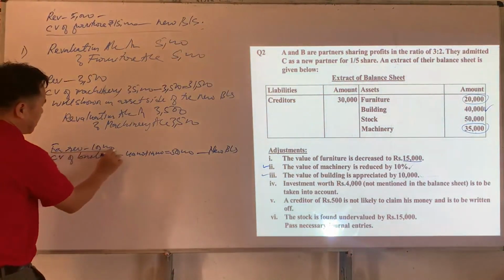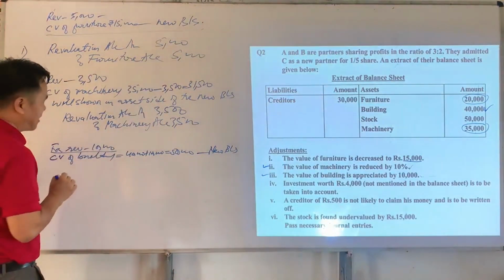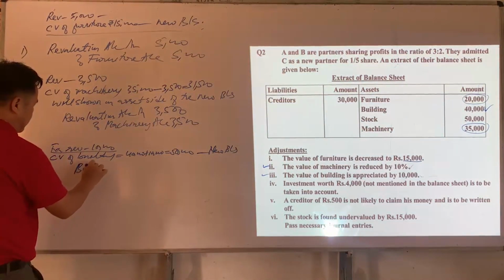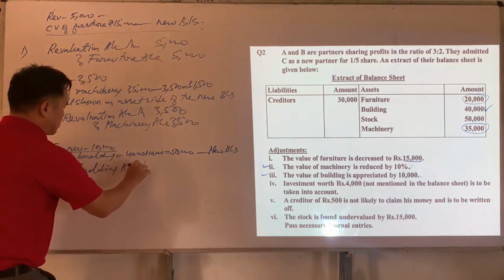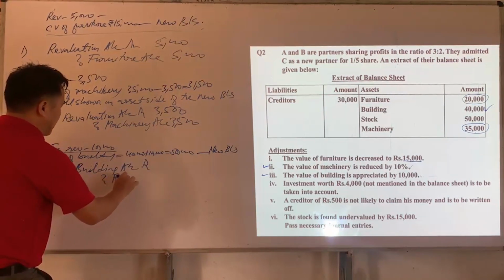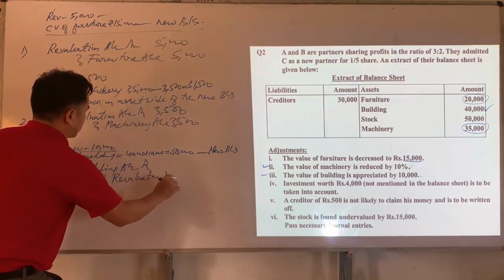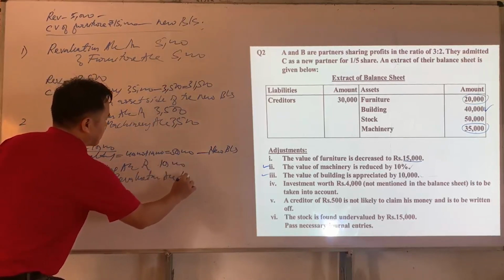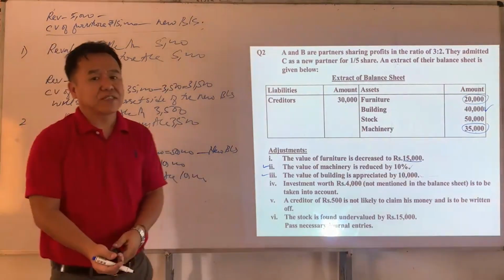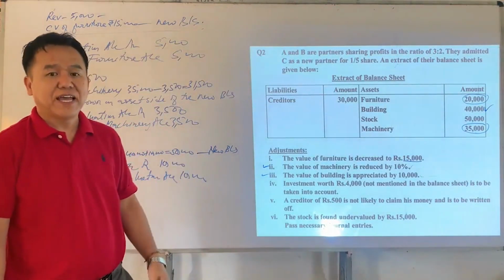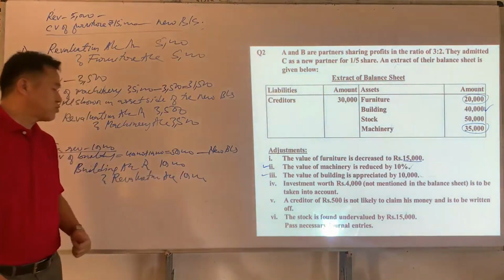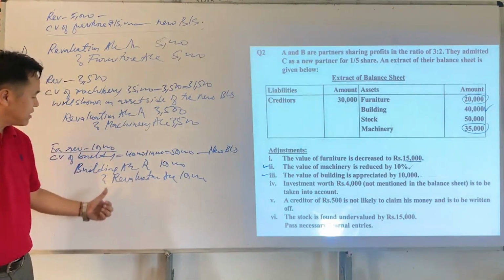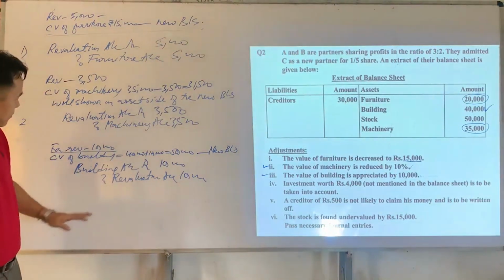So what will be the journal entry? If building is increased by rupees 10,000, the journal entry will be building account DR to revaluation account. Here it is increased by 10,000. So the building account is debited because there is an increase in the value of the asset. If an asset increases, it should be debited. So why is the revaluation account credited here? Because there is a profit on account of the increase in the value of building. Is that clear for you?